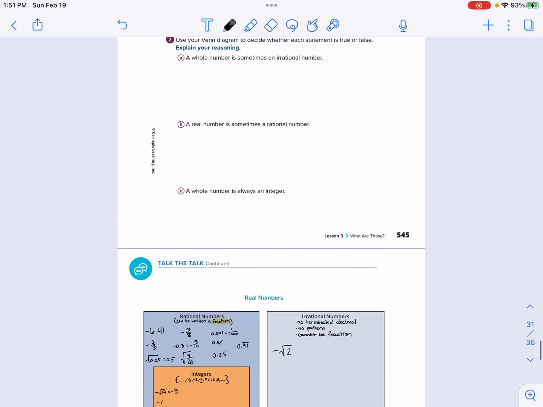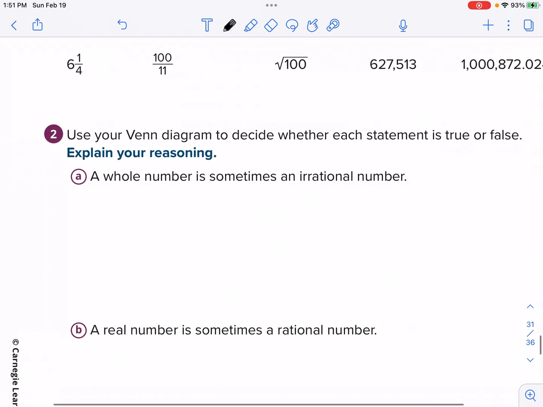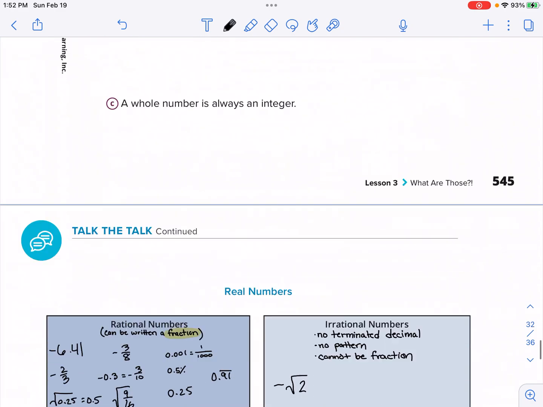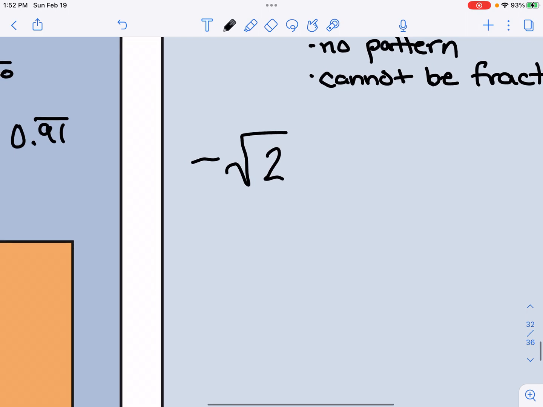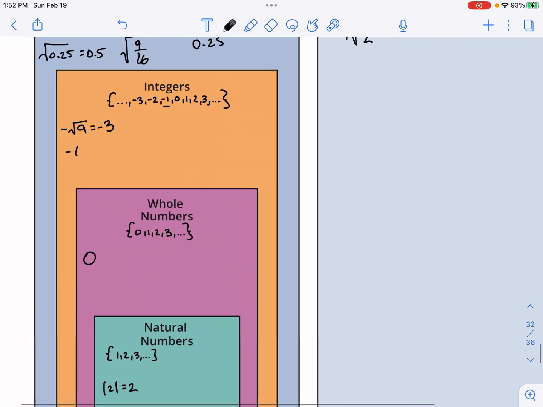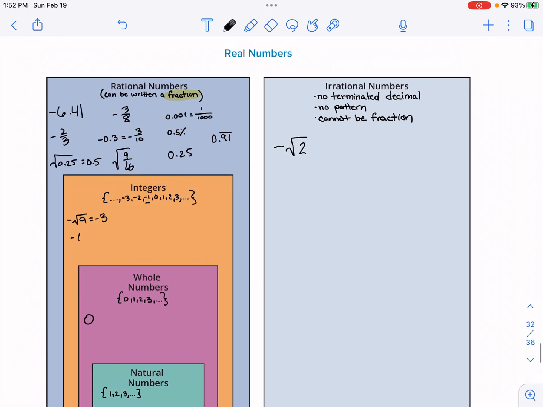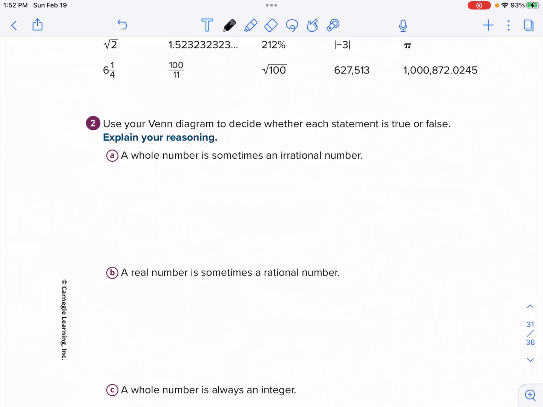But let's go and answer some questions here. For number 2, it says use the Venn diagram to decide whether each statement is true or false. Number 2A, a whole number is sometimes irrational. Let's look at the irrational section. Do we see any whole numbers? Nope. As you can see, where it says whole number here, this pink region does not intersect the irrational section on the right. So this is false, because that statement says sometimes, but no, it's never. So a whole number is never irrational.